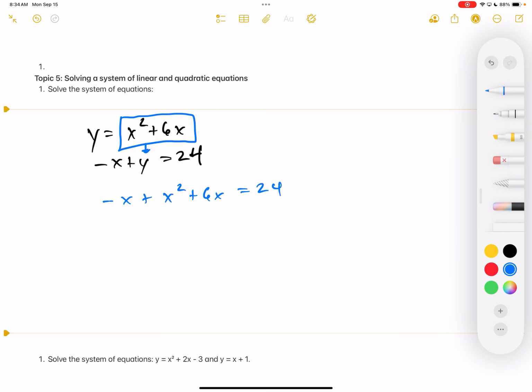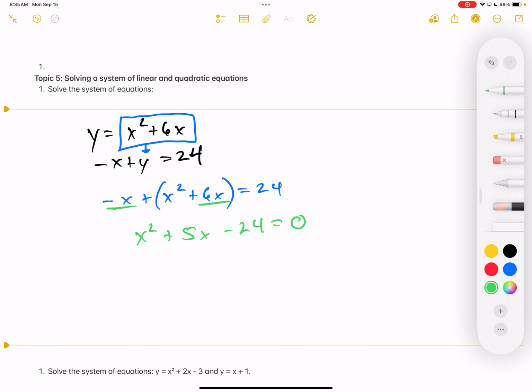Should be a good refresher of some of the stuff we did last week. But I am taking that and plugging it in to the y. Right? Y is equal to x squared plus 6x. So now combine like terms. I have x squared plus 5x, and I'm going to go ahead and subtract the 24 over. I know that's 2 steps at once, but I think y'all can probably handle that. Because this has an x squared and an x in it, I need to go through my factoring steps.